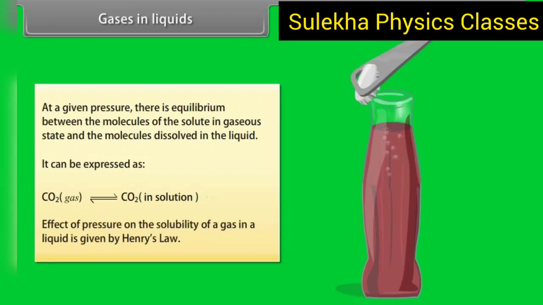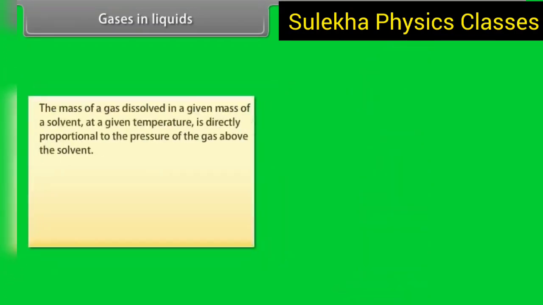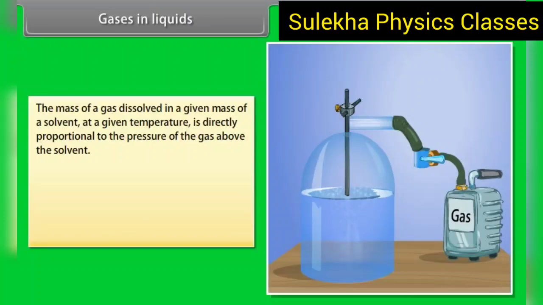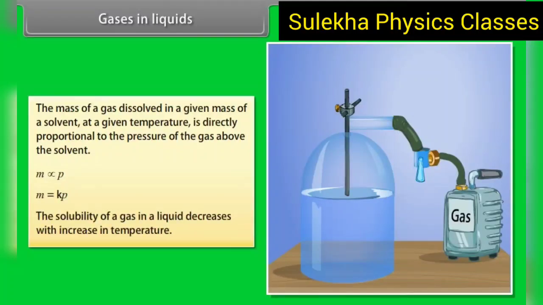The effect of pressure on the solubility of a gas in a liquid is given by Henry's law. This law states that the mass of a gas dissolved in a given mass of a solvent at a given temperature is directly proportional to the pressure of the gas above the solvent. M is directly proportional to P. M is equal to Kp. The solubility of a gas in a liquid decreases with increase in temperature.